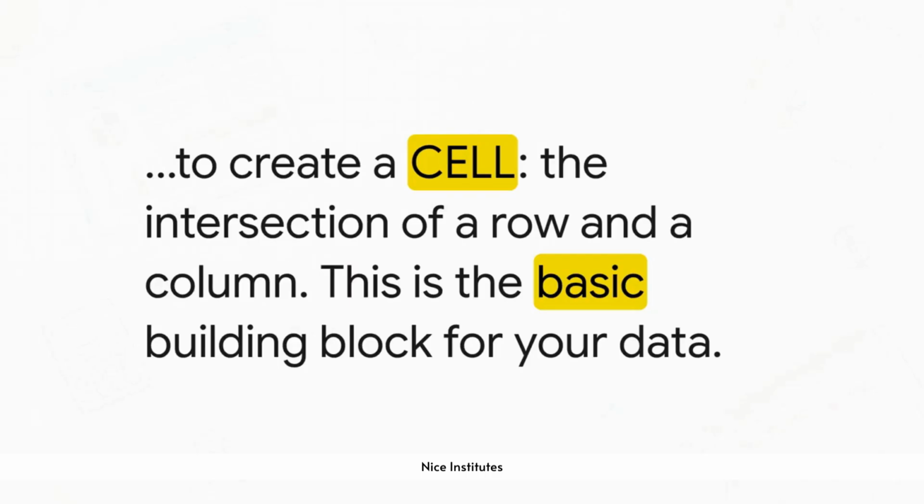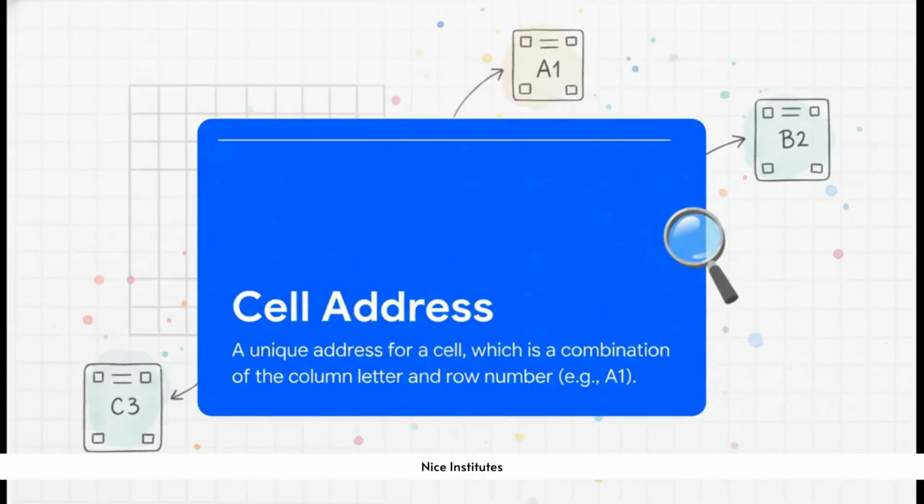And here it is. Where a row and a column meet, they create this perfect little rectangle called a cell. And this little box, this is the fundamental building block. This is where all of your information is actually going to live. So the really crucial thing to get here is that every single piece of data gets its own unique home. We call this its cell address, which is just the column letter followed by the row number. So, A1, B2, C3. It's this simple, super logical system that keeps everything perfectly organized.